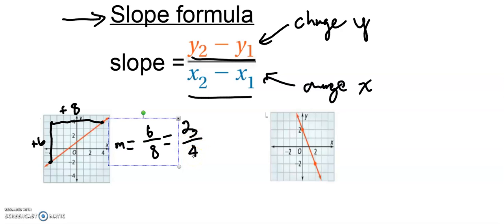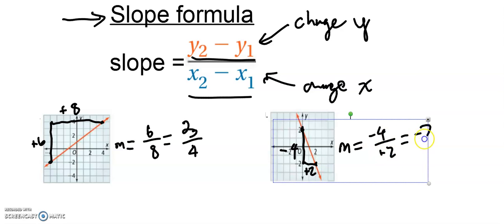Now, in this case, if I did pick this point and this point, and we always want to pick a point on the left and go to a point on the right, I would go down this time, -4, and I would go to the right, +2. So I'd say my slope was -4 down, +2 to the right, so my slope was -4/2, or just -2.